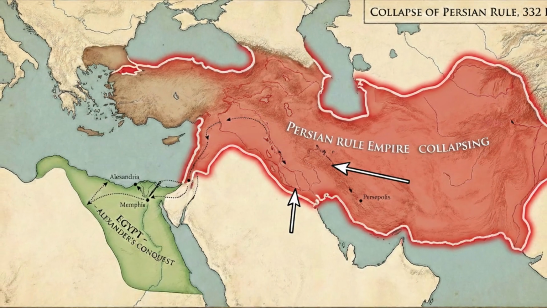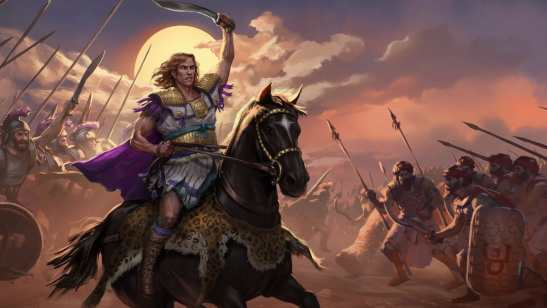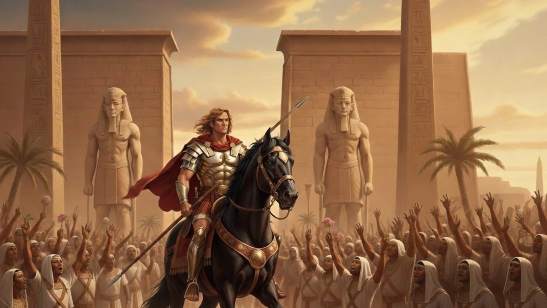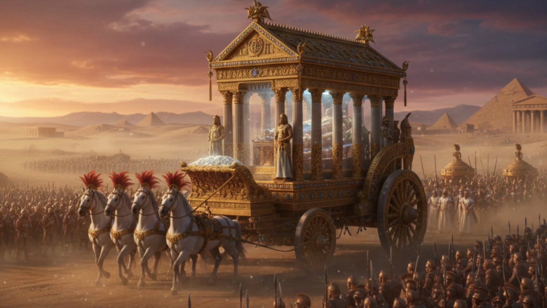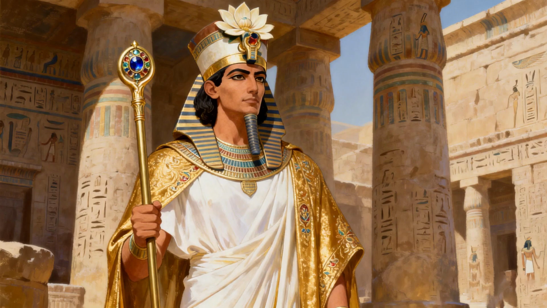In 332 BC, Persian rule collapsed. A 24-year-old conqueror arrived, Alexander the Great. Egyptians welcomed him as a liberator. After Alexander died, his general Ptolemy took Egypt and Alexander's body. This began the Ptolemaic dynasty.